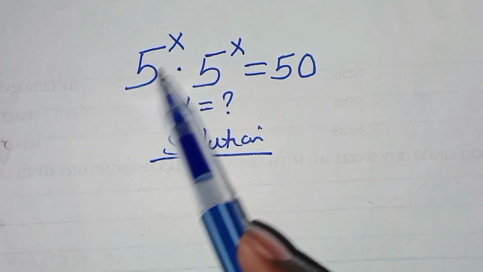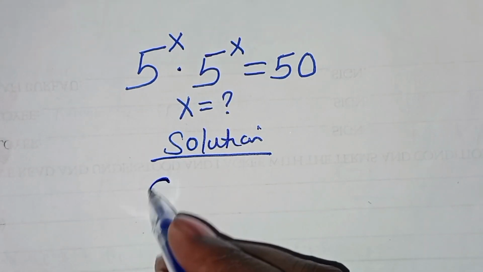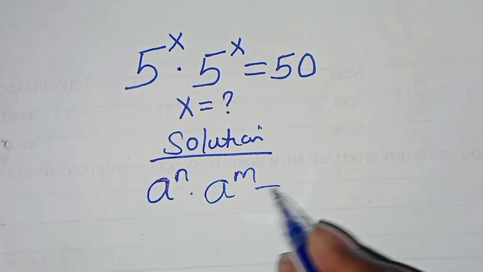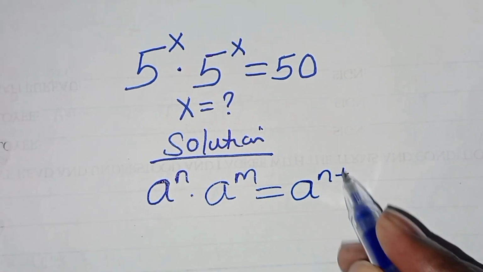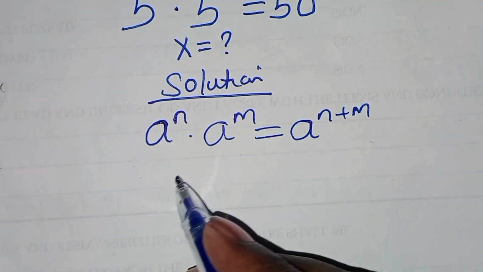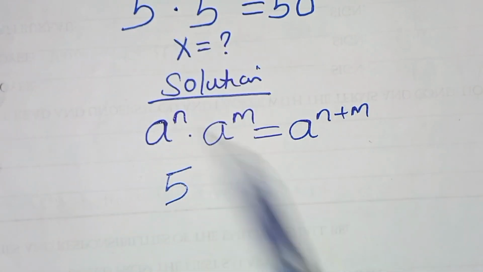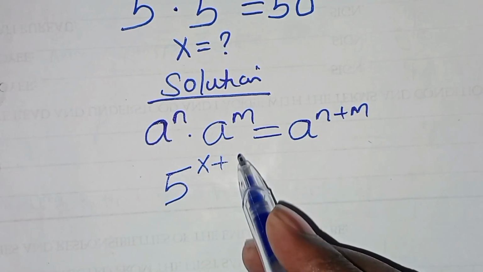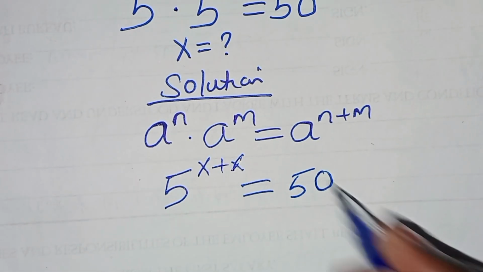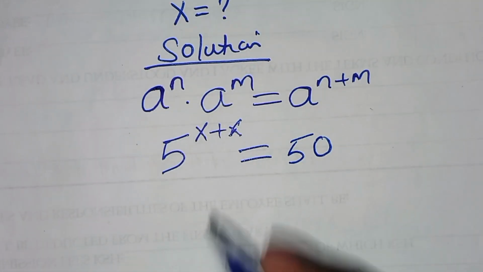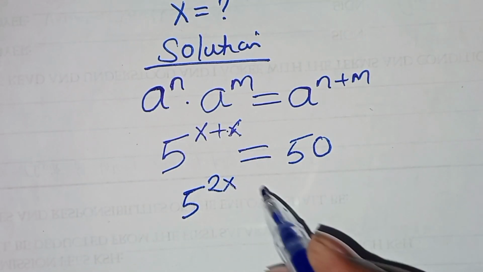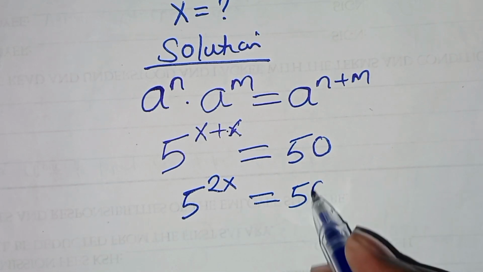We have that 5 to the power x times 5 to the power x. This is in the form of a to the power n times a to the power m, which we can express as a to the power n plus m. Applying this exponent property, this can be expressed as 5 to the power x plus x, which is equal to 50. The next step: 5 to the power x plus x is 5 to the power 2x, and this is equal to 50.